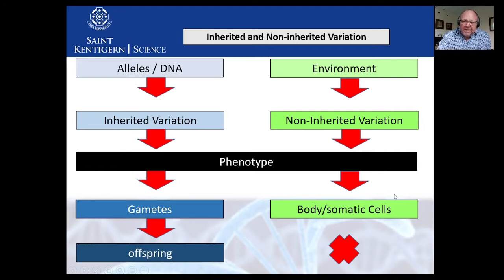Whereas, if you have a tumor that develops in your somatic cells, the body cells, let's say you have a huge tumor on your face, then it will change your appearance. It will change your phenotype for sure. But do you pass that on to your children? No, you do not. Because the mutation is not in your gametes. That is the egg and the sperm.